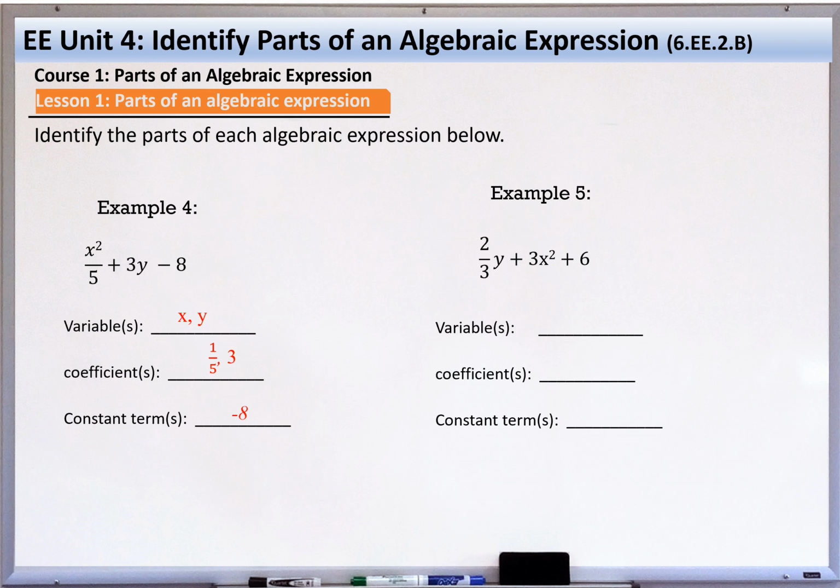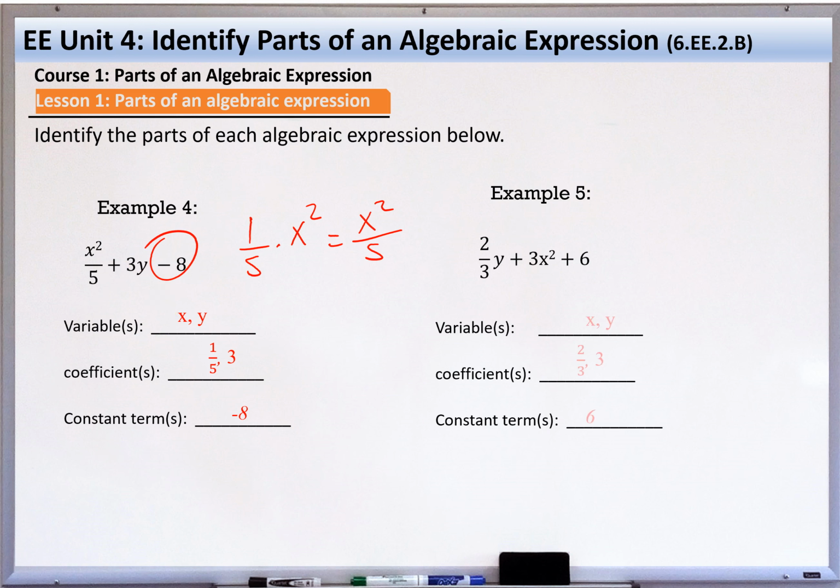So some of you are still asking, how do you get 1/5? Well, 1/5 times x to the power of 2 is the same as x to the power of 2 divided by 5. So our coefficient is 1/5. Our constant term doesn't change, it's negative 8. And remember, always keep that sign with it.